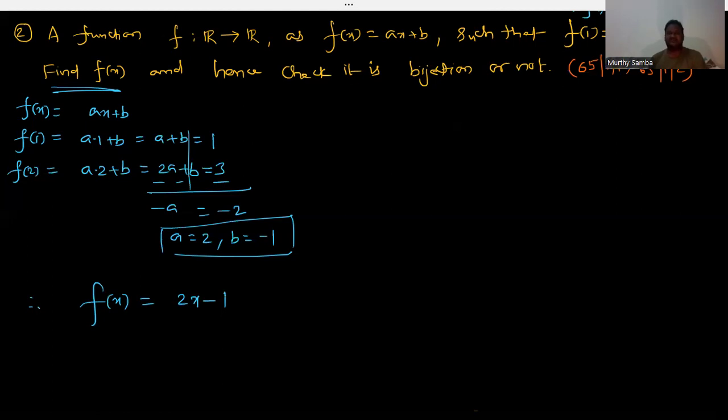And check whether this function is bijective or not. This is a linear function, right? A linear function, and f is a function defined from real numbers to real numbers, is always a one-to-one function as well as an onto function. Therefore, it is a bijection, or it is a bijective mapping. So this way you can easily answer this problem.